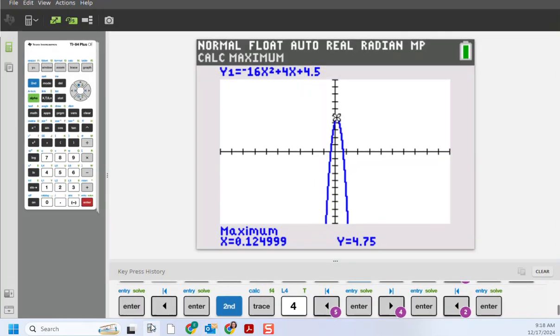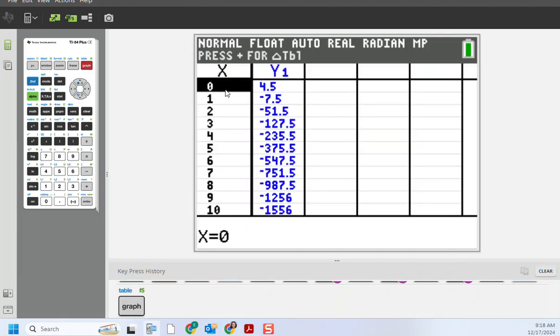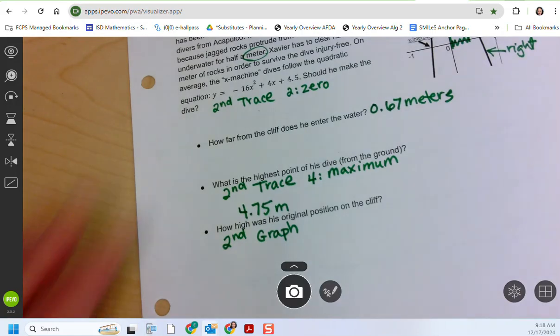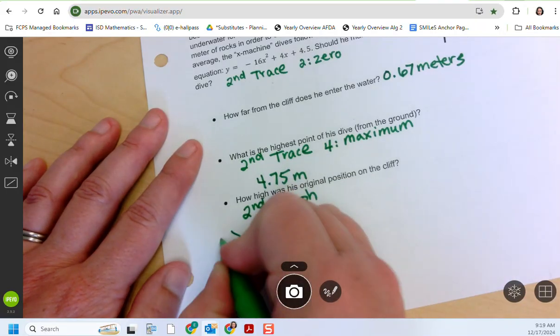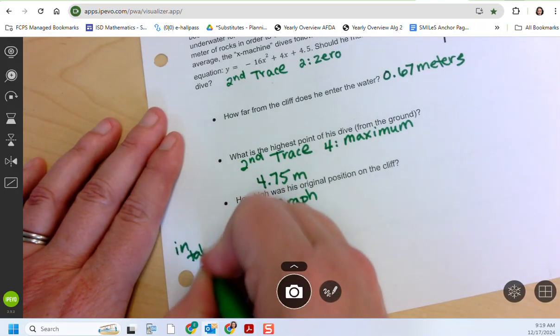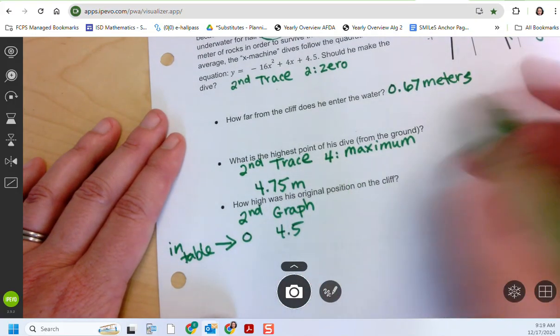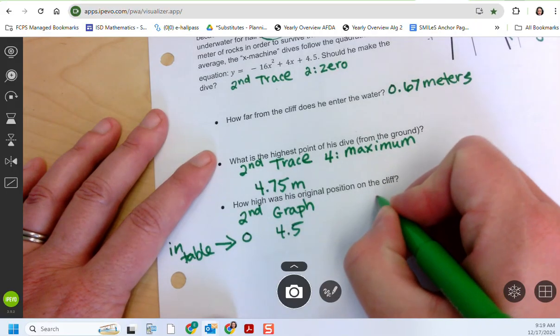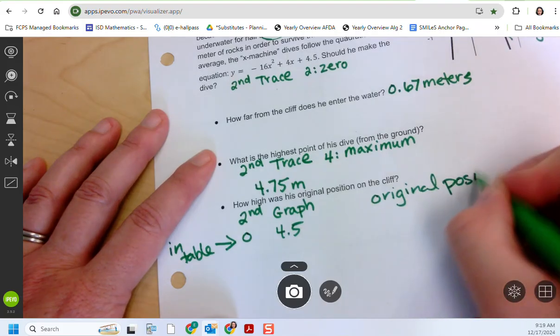So open your calculator, press second graph, and where it says 0, I can see my y value is 4.5. So that would be, he started at a height of 4.5 meters. So this is what I saw in the table. So we're looking for the Y value when X is 0. Exactly. So his original position is 4.5 meters.